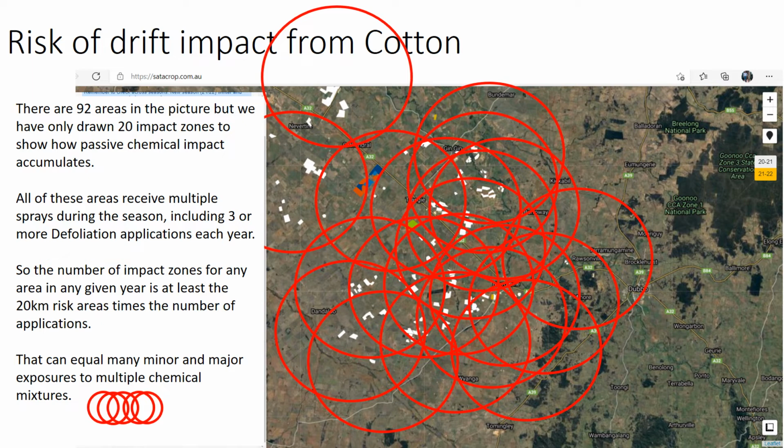So how cluttered would that map be with the 92 circles that we could draw on that, and then multiplied by the number of times cotton gets sprayed during the year. And at defoliation time now, cotton crops can be sprayed up to 3 or 4 times to achieve defoliation. So the number of exposures that anybody living in these areas can be an unknown number, and it's certainly unstudied, and the authorities are turning a blind eye to it to this point.